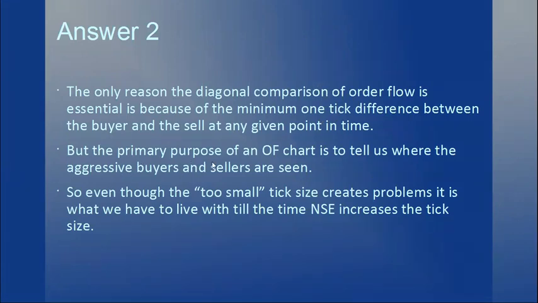So what we want from an order flow chart is to tell us where the aggressive buyers and sellers are coming in. And because the indices are now trading at such high levels, at least I am happy to get a broad picture of what is happening in any 2 rupee band on Nifty. That is the TPO size I am using. So that too small tick size is causing problems for us, but that is what we have to live with. We cannot do anything about that.